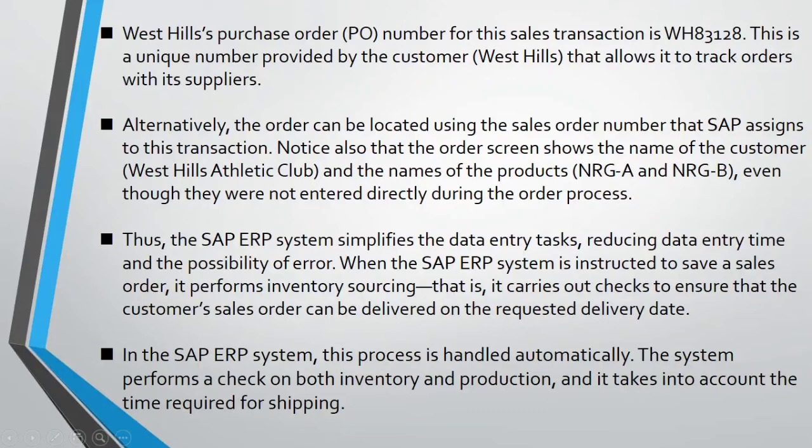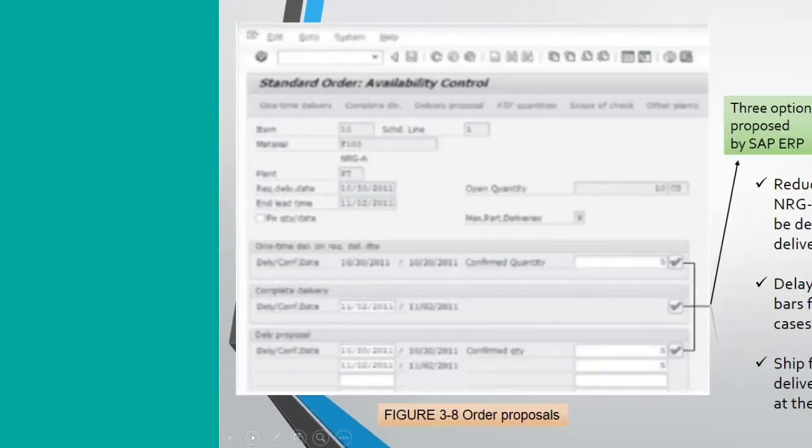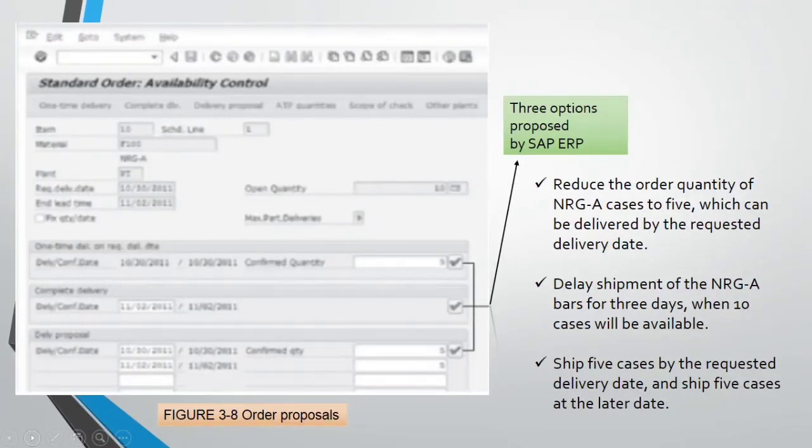Kapag yung requested delivery date is hindi na-meet, the SAP ERP system will automatically propose alternatives to the sales order clerk. So, the example shown in figure 3-8 shows what the sales order clerk will see if only 5 cases of NRGA bars will be available by the requested delivery time.